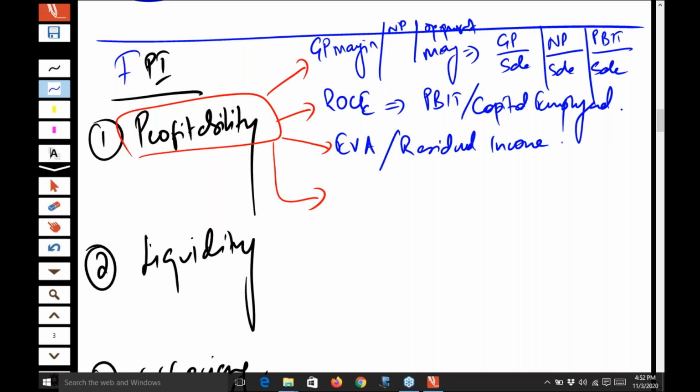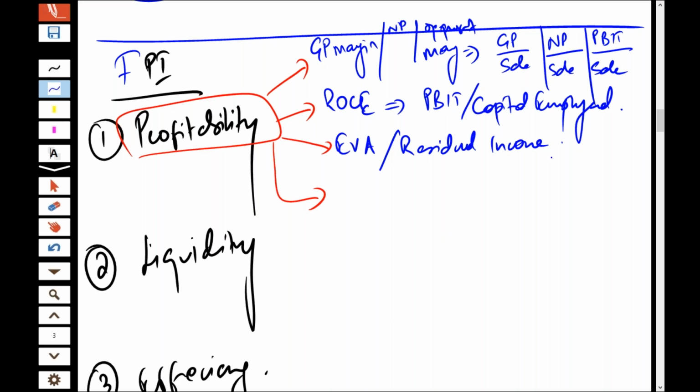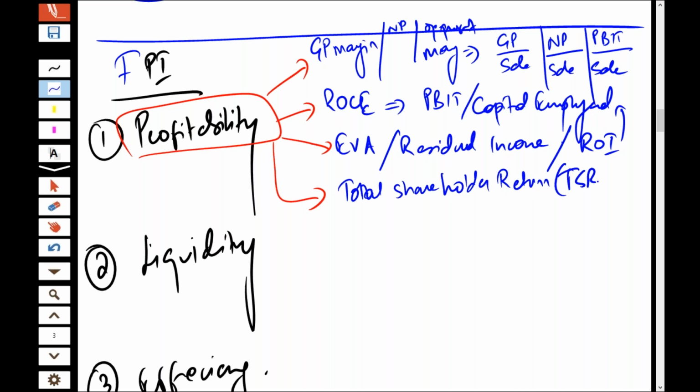Okay, a very good one. Residual income, or the return on investment, which is more of a common type of ratio like ROCE. There is another ratio which is called total shareholder return, the TSR ratio. How exactly do we calculate the EVA? I'm going to discuss it later on. We've got a whole topic on EVA.